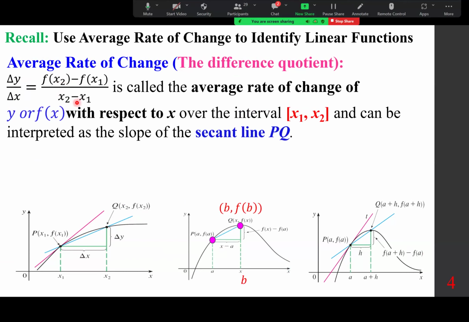So if you look at this one, we used x sub 1 and x sub 2. So that's the formula. This is called the average rate of change of y, or f of x, with respect to x over the interval of x sub 1 to x sub 2, and can be interpreted as the slope of a secant line PQ. These are all secant lines.